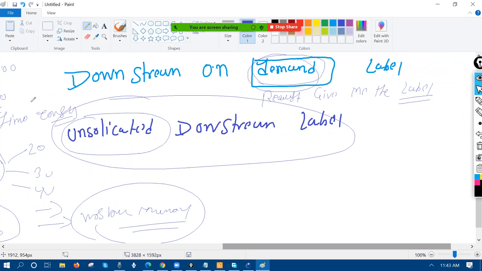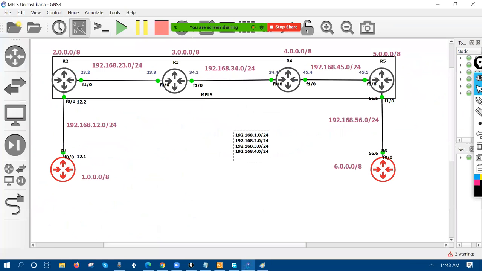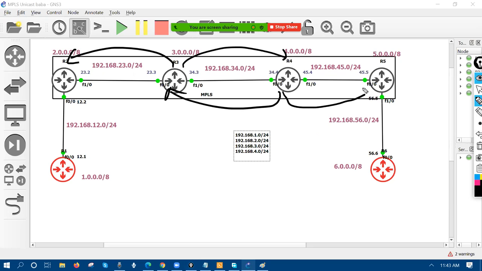I'm not going to request. Whatever information you have, it is how it is happening right now. Once I enable MPLS, automatically this guy will send his own information to that guy, and that guy will send his own information to this guy. Same thing, R4 is going to advertise the label to this guy and to this other guy. Same way, R2 is going to advertise the label. I'm not going to request; automatically, unsolicited, I'm going to advertise to you. So the meaning of downstream is that we are enabled with unsolicited.